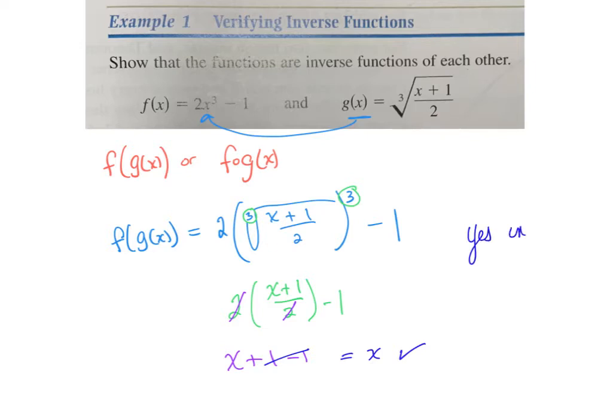So your answer should always be x. Your answer should always be x if they are inverses. If it's not x, then they're not inverses.